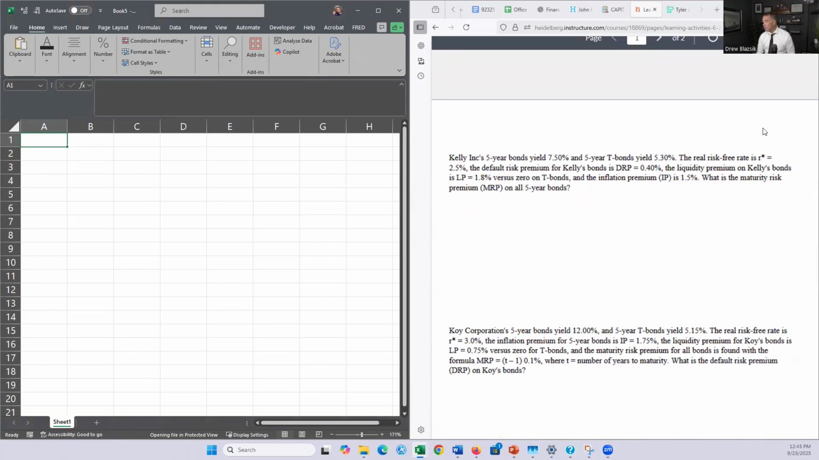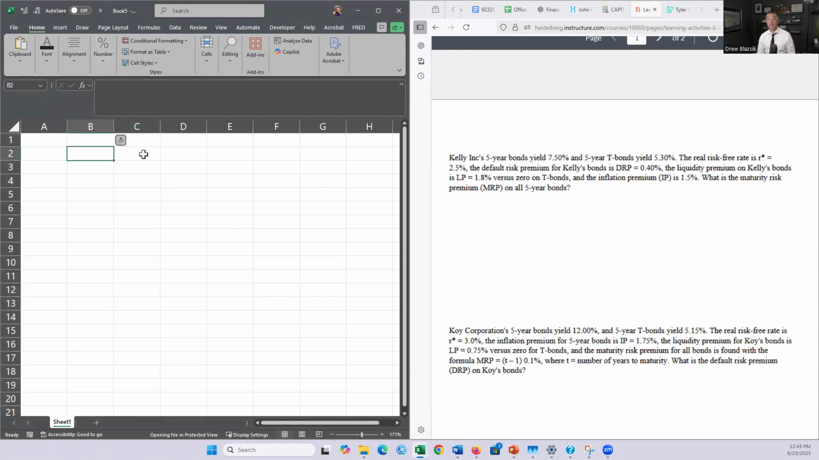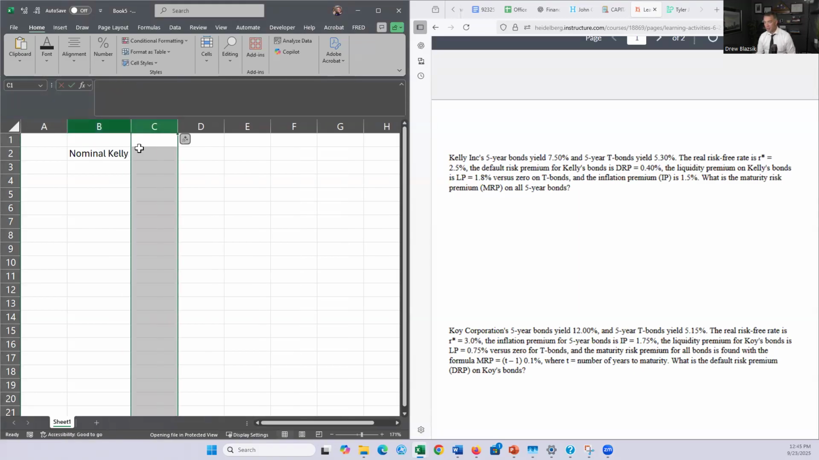Remember, it includes the real risk-free rate of 2.5. So the 7.5. Let's write it this way. I'm going to do these first couple steps first: I'm going to select the C column and hit the percentage and I want two decimals. The reason I did it is because we're going to select all the percentages there. So let's look at it this way. This is going to be the nominal interest rate of Kelly.